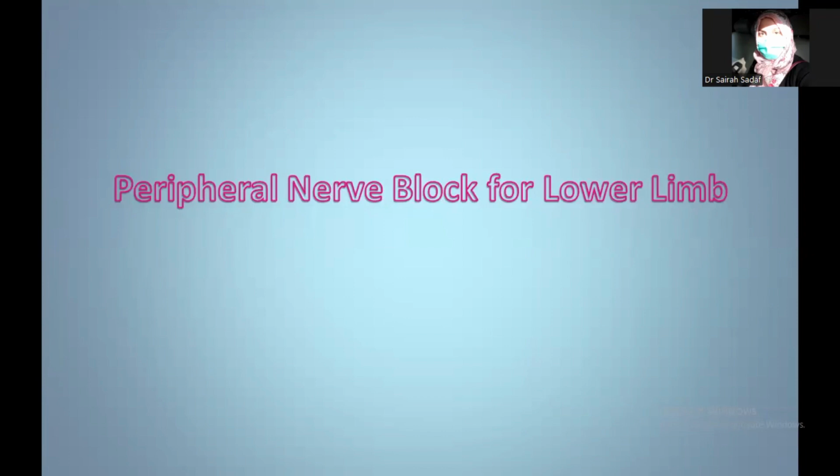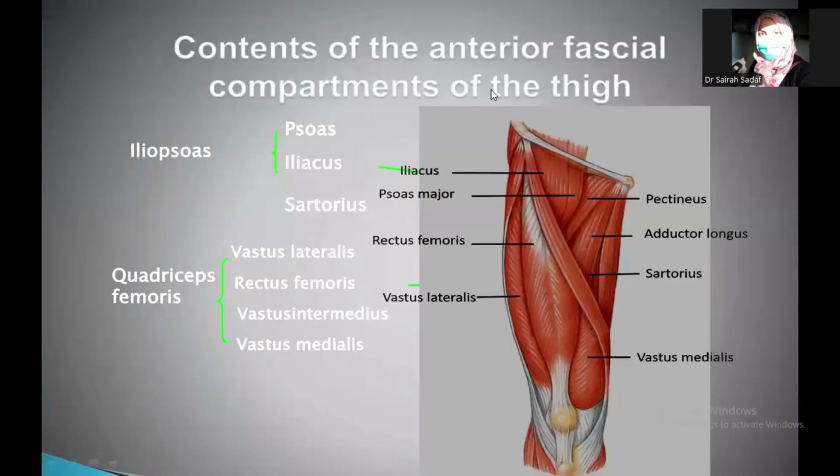About the peripheral nerve block for the lower limb. All right, so these are the anterior fascial compartment of the thigh, the inguinal ligament, ASIS, pubic tubercle. These are the muscles of the anterior thigh: iliacus, psoas major, rectus femoris, vastus, the four cords, quadriceps femoris, that is rectus femoris, vastus lateralis, and vastus medialis.